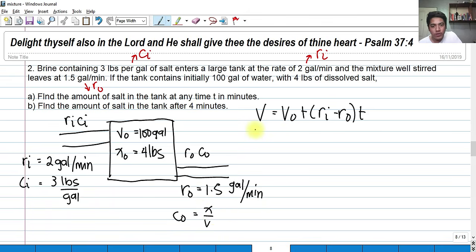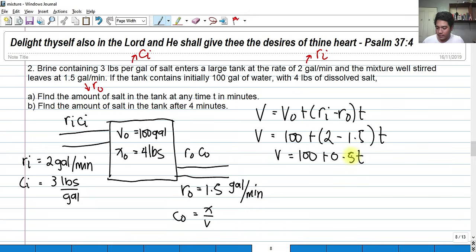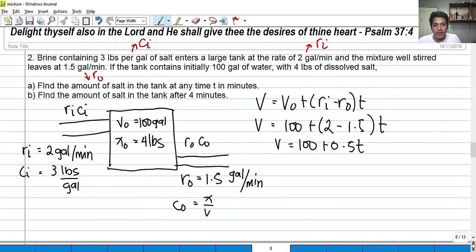So, we have V equals V sub naught, the initial volume of 100, plus the rate of entrance, which is 2 gallons per minute, minus the rate of exit, which is 1.5 gallons per minute, multiplied by time. Now, our V would be 100 plus 0.5 T. Okay? 100 plus 0.5 T.